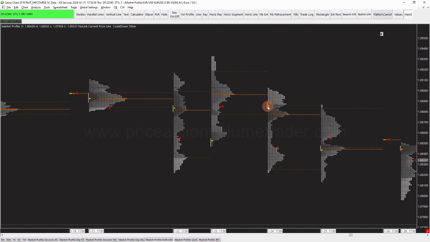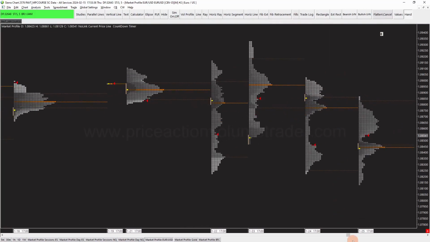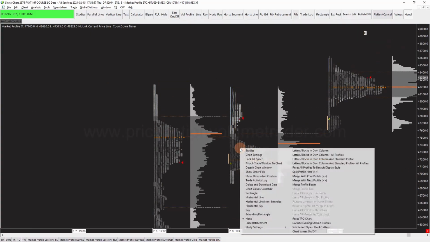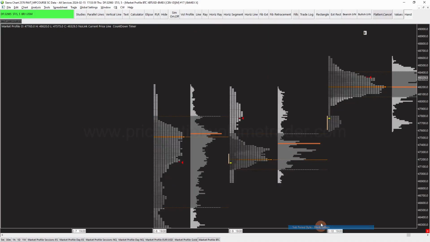Like the Forex market every day opens at 5 p.m. Eastern time in the US, and you can see that the initial balances are pretty tiny when it comes to the Forex market, because usually at those times there's just very little volume. It's pretty much the start of the Asia session. And if we go here into the Bitcoin market profile, let me make this blocks.